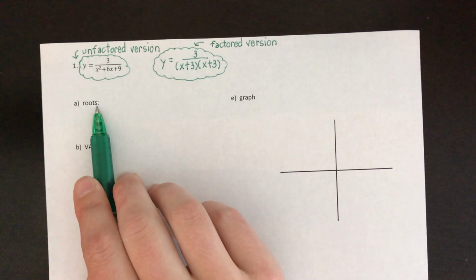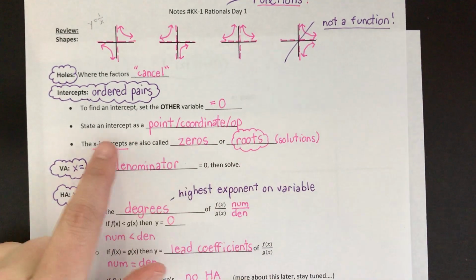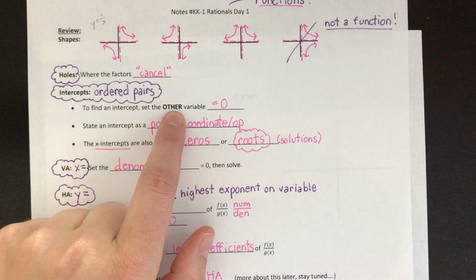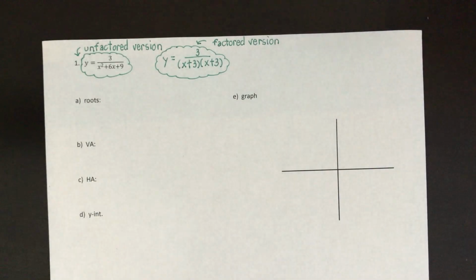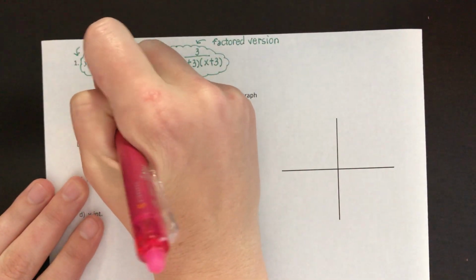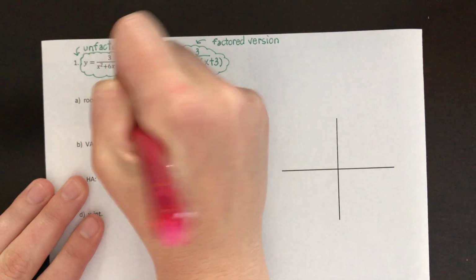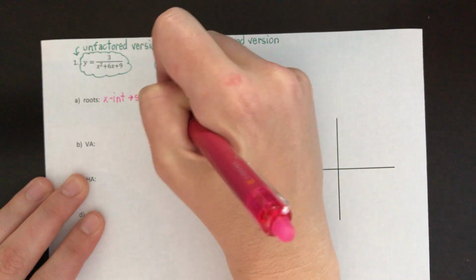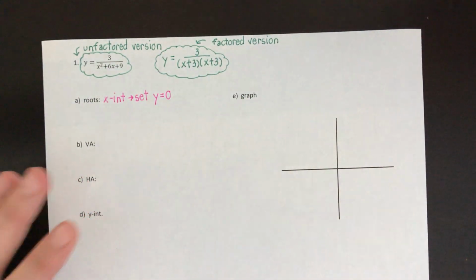Okay, so part A, roots. So remember, go back to this, sorry. Roots are your x-intercepts, okay? So to find an intercept, set the other variable equal to 0. So what does that mean? That means roots mean x-intercept, which means set y equal to 0 and solve.